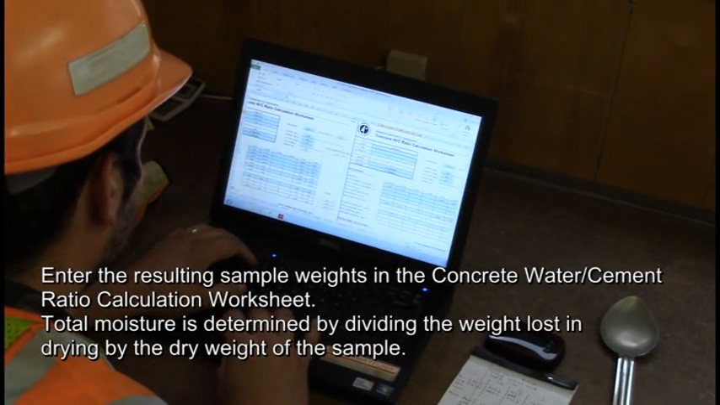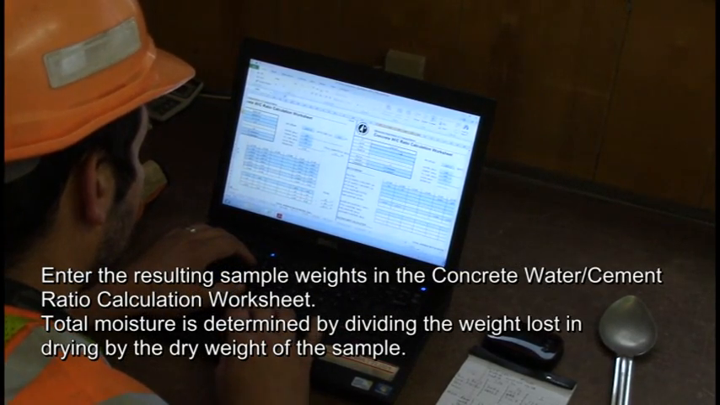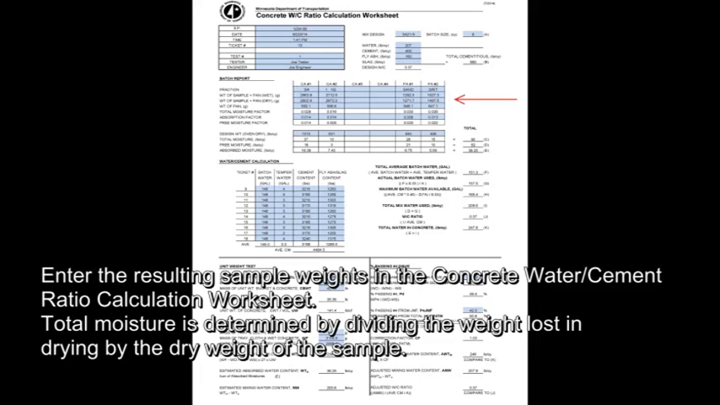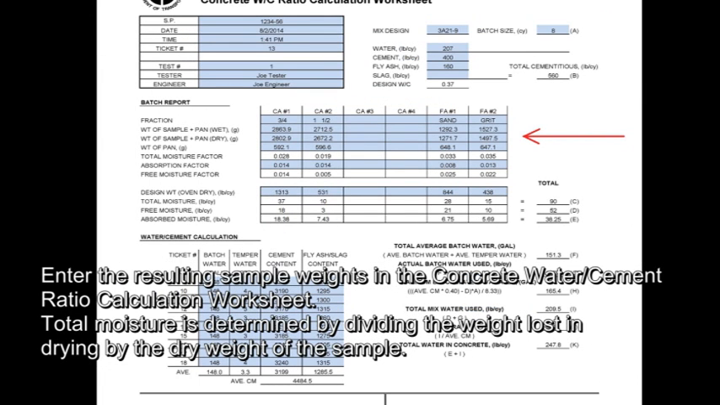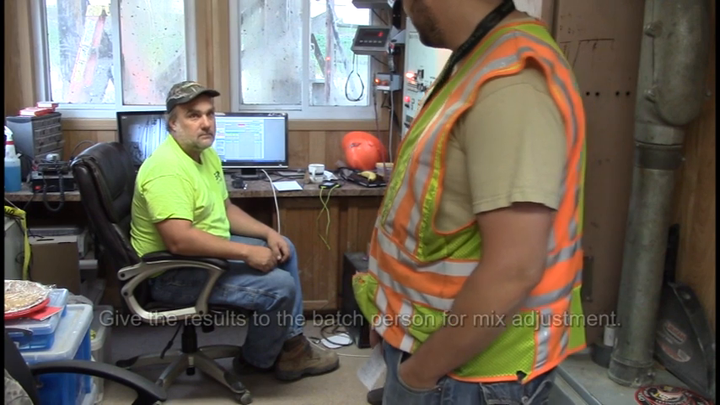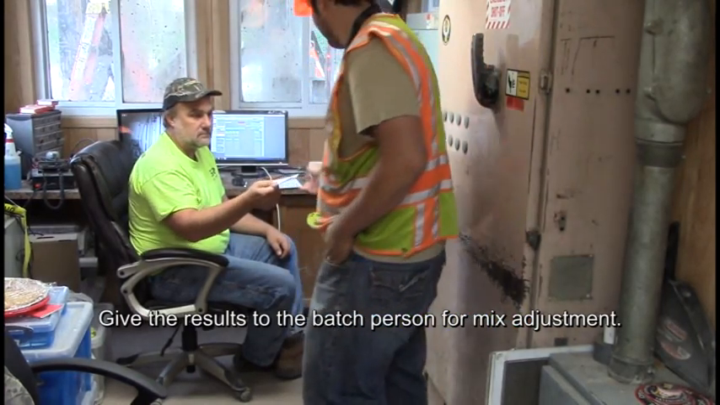Enter the resulting sample weights in the concrete water cement ratio calculation worksheet. Total moisture is determined by dividing the weight loss in drying by the dry weight of the sample. Give the results to the batch person for mix adjustment.